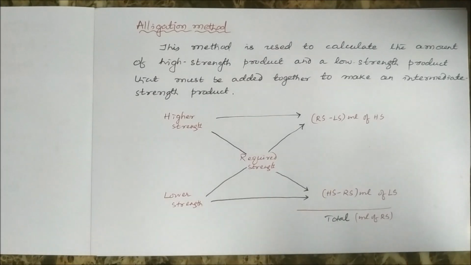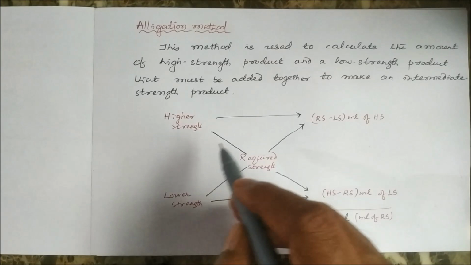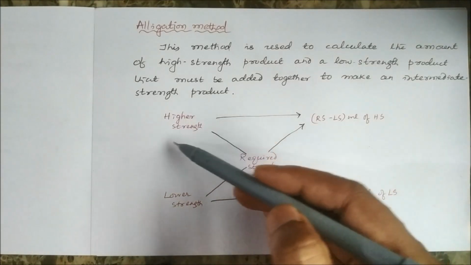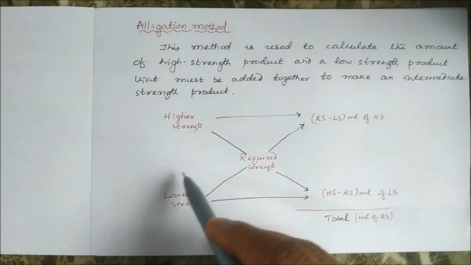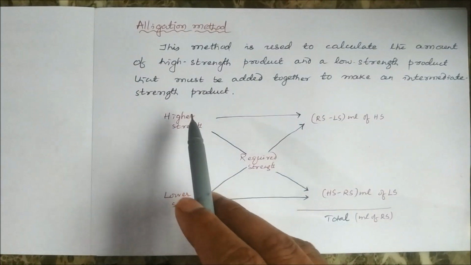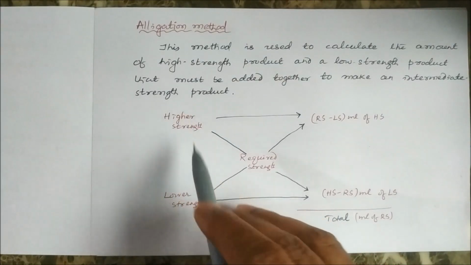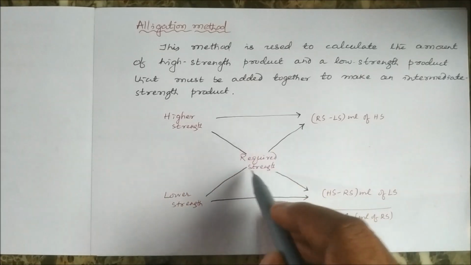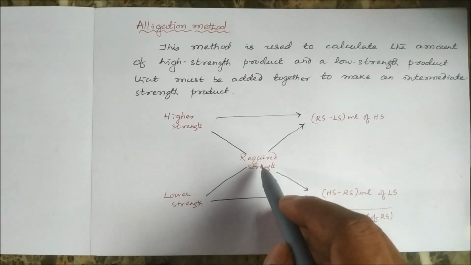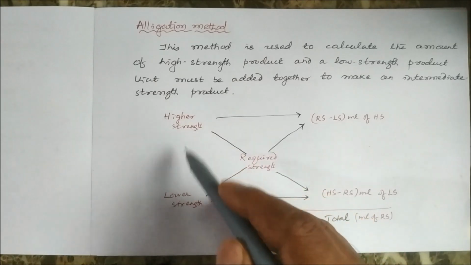Today we will study the alligation method, and this is a method of dilution. In pharmacy we use this method to calculate the amount of one higher strength and another lower strength which must be added together to produce or to make the required strength, which is in between this higher and lower strength.